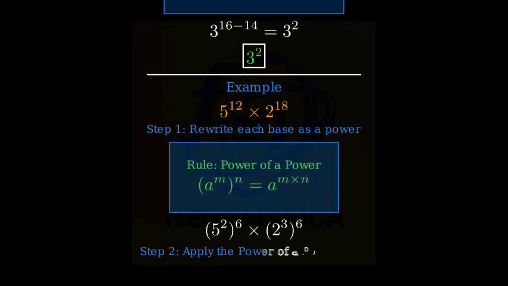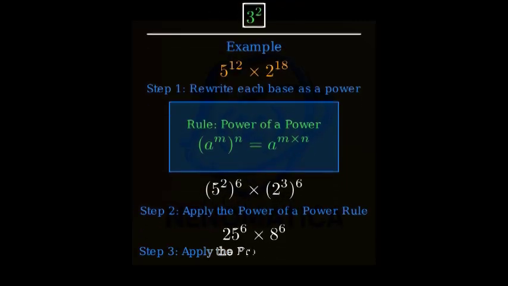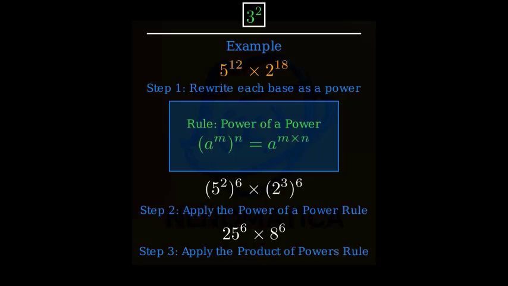Now, we apply the power of a power rule to evaluate the powers. 5 squared to the 6th power equals 25 to the 6th power. 2 cubed to the 6th power equals 8 to the 6th power. Notice that now both terms have the same exponent, 6.